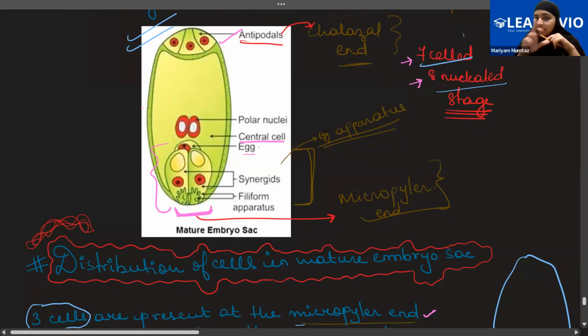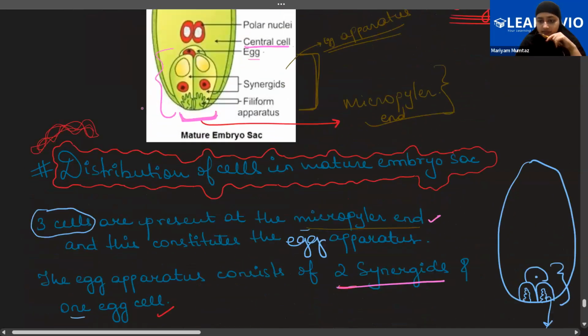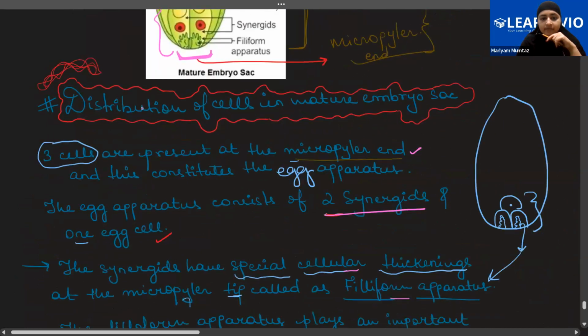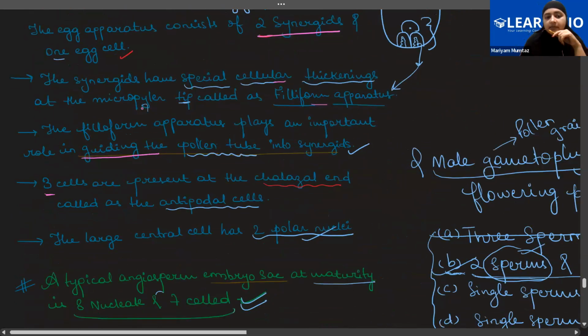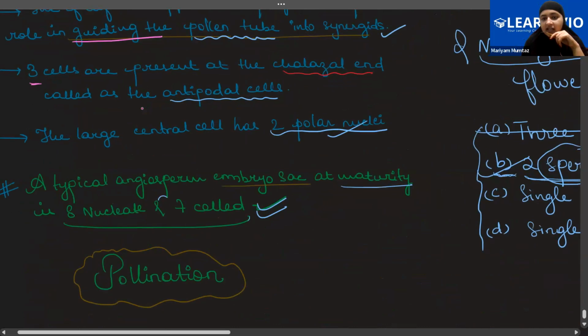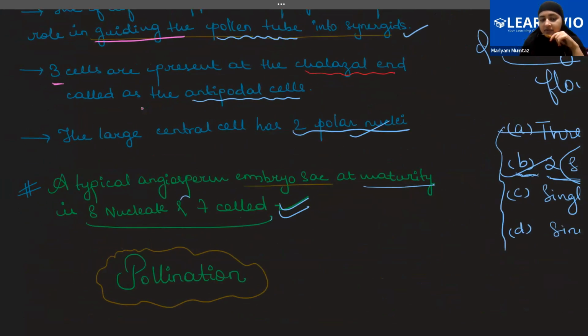This is clear? The arrangement of cells is clear? Any doubt? Very good. So a typical angiosperm embryo sac at maturity is 8-nucleated and 7-celled. Clear?